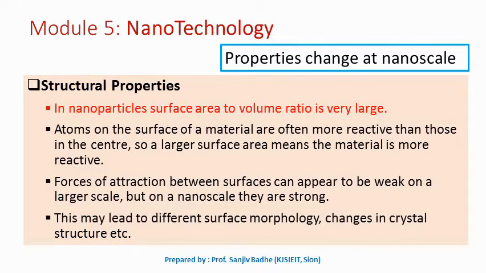We have seen the surface to volume ratio increases as we reduce the size of the particle, and as the surface to volume ratio increases, more atoms are available on the surface of the material, and therefore the material becomes more reactive. This leads to larger forces of attraction between the surfaces, and therefore the structural properties also are affected. This leads to different surface morphology and changes in crystal structure, which will result in change in the structural properties as well.